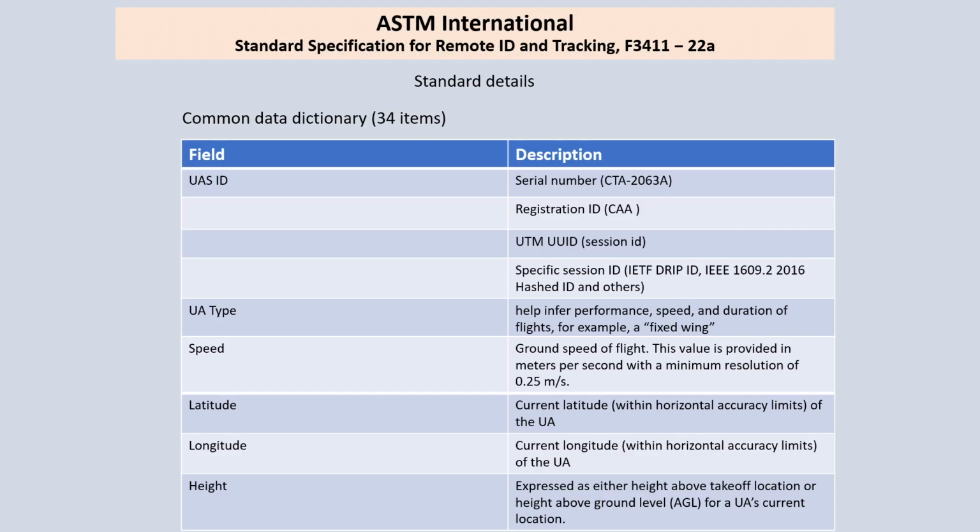The standard also provides a common data dictionary. What is it? These are fields which can be or must be included in remote ID information. There are currently 34 fields in the list, and I'll just provide an example of some of them. For instance, unmanned aircraft ID can be the serial number, which I mentioned before, registration ID, or session ID. You can find more details by going directly to the standard.